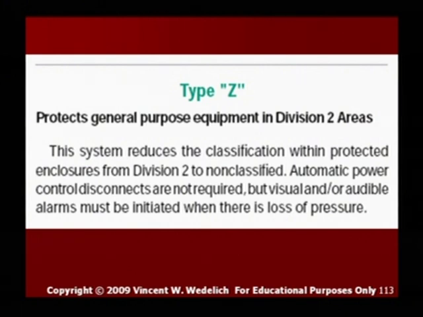Automatic power control disconnects are not required, but visual and audible alarms must be initiated when there is a loss of pressure. So a Type Z and a Type Y purge are almost identical, other than the equipment inside the box. For a Type Y purge, the equipment inside the box is Div 2 rated, and the entire enclosure is installed in a Div 1 location. For a Type Z box, the equipment inside the enclosure is general purpose, and you install the Type Z purge, and now you have an enclosure that's rated for a Div 2 area.